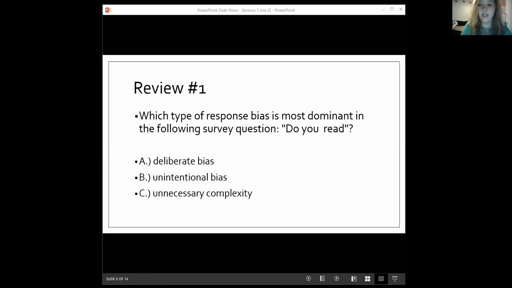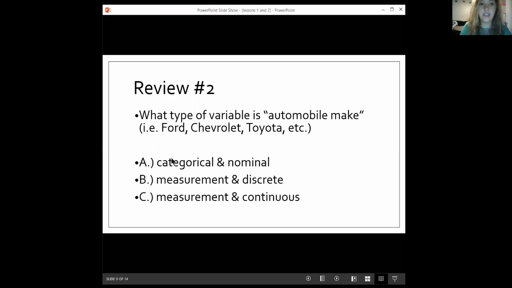Okay. Still getting this thing worked out. Let's see. Okay, so number 2. What type of variable is automobile make? For example, Ford, Chevrolet, Toyota. So go ahead and look at these. Go ahead, pause the video if you're watching it back, and then we'll go over it.